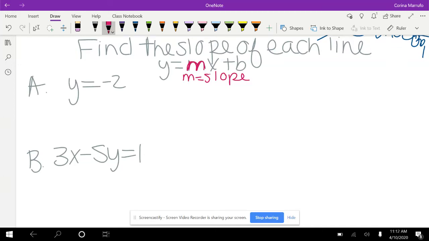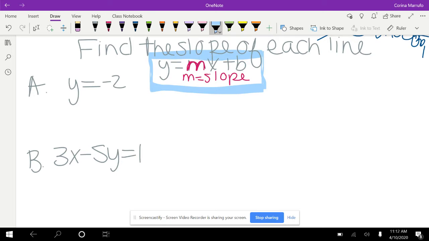All right, so then the last section of your assignment wants you to find the slope of each line. So this is directly related to the first section. In order for us to find the slope, our equations need to be in this form, y equals mx plus b. Okay, and whatever number is being multiplied with the x is going to be our slope.